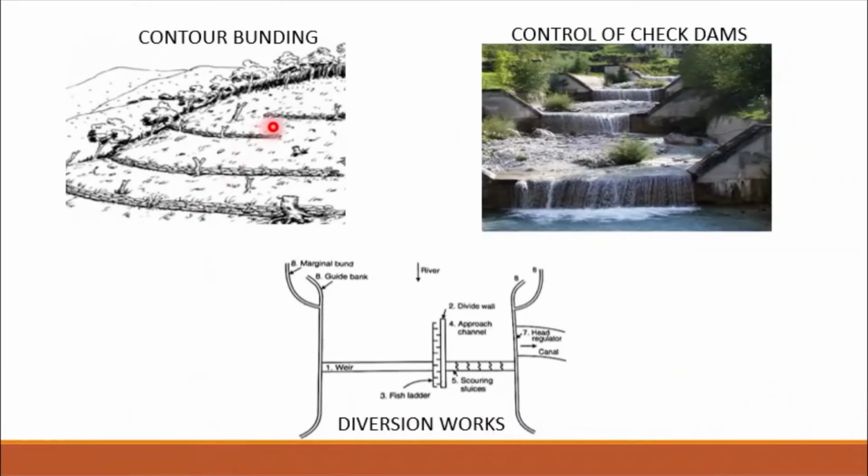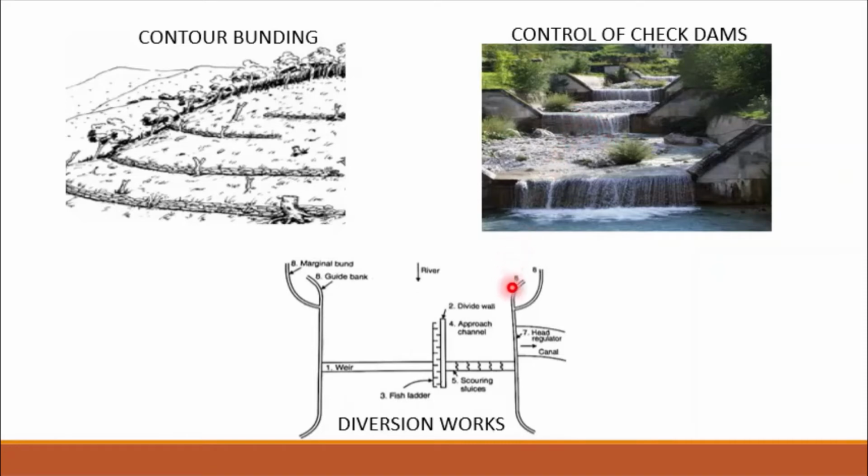So now, this is contour bunding. Here, such small bunds are constructed to prevent the soil from flowing along with the water by reducing the speed of the water. Next, these are check dams. These are also constructed to reduce the speed of the water.